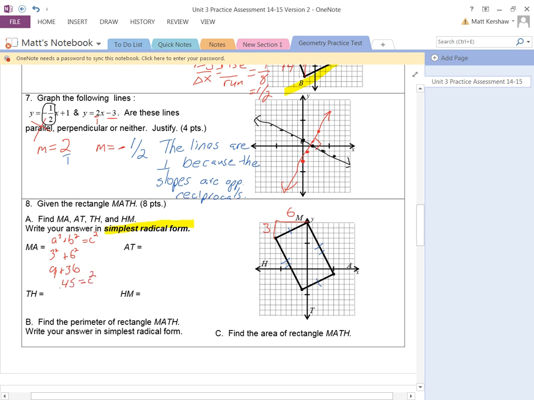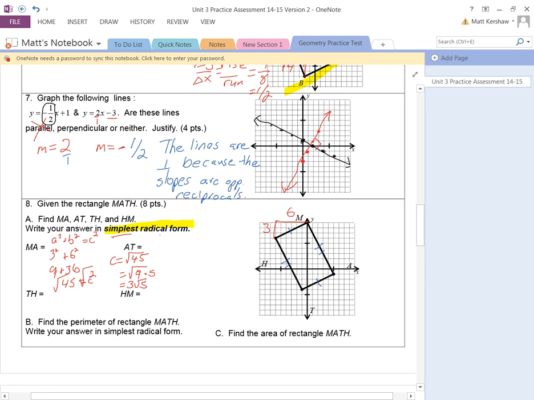So remember, to get rid of that C squared, we're going to square root both sides. And I'll continue over here. So C equals square root of 45. And so since it says simplest radical form, we want to see, can we break this down? So 45 breaks down to 9 times 5, which equals 3 square root 5.